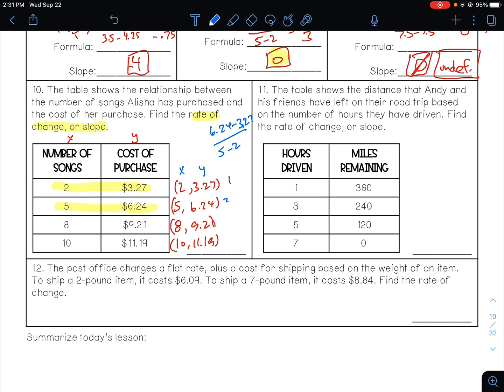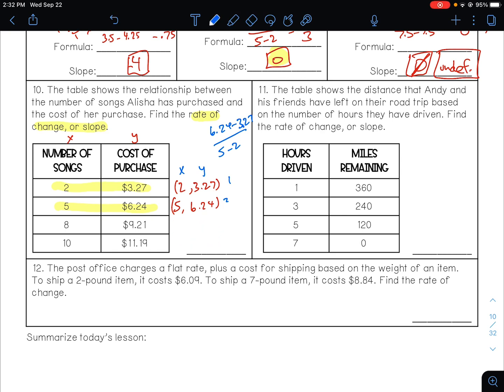6.24 minus 3.27. I don't know off the top of my head. Let me try that again because I got a wrong answer. 6.24 minus 3.27. See if I can get it correct this time. All right, 2.97.